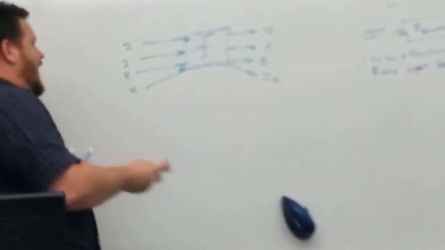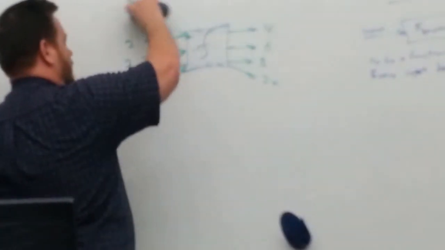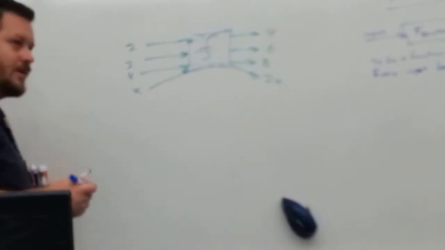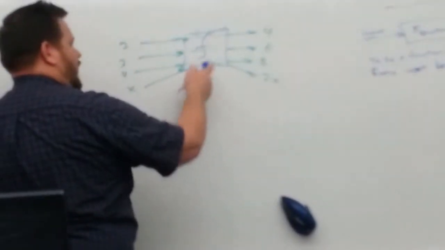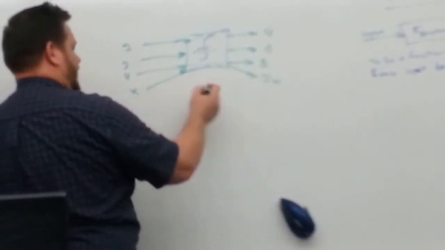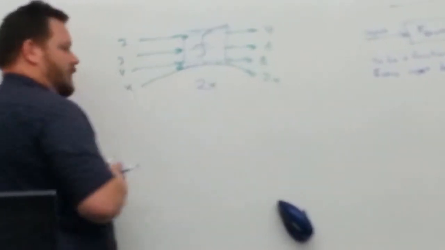What happens if I plug in a 5 and I get nothing? Then it's not a function. That's not acceptable. Now, based on these inputs and those outputs, can you give me a pretty good guess as to what the function does? Multiply by 2. What this particular function is doing is taking whatever I plug in, multiplying it by 2, and giving me something back out.